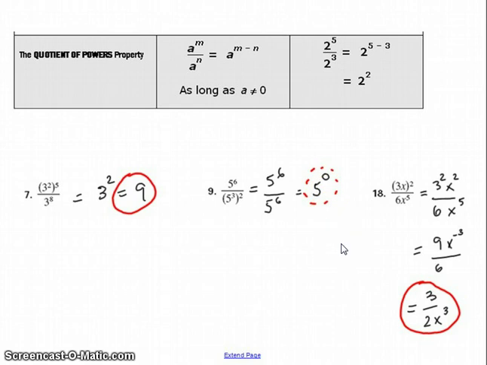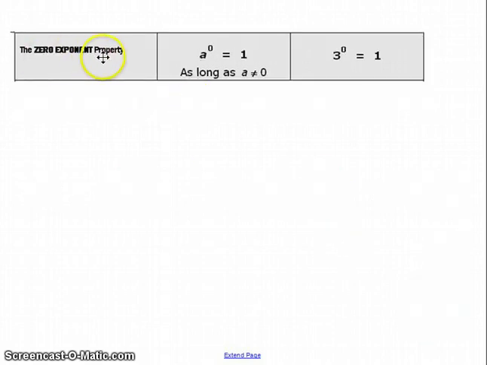Now, I said I was going to come back to this idea of something to the 0 power. Well, there's another property called the 0 exponent property. Anything raised to the 0 power is 1, as long as the base itself is not 0 as well. So, for example, 3 to the 0 power is 1. X to the 0 power is 1. Whatever number is your favorite number, if it's raised to the 0 power, its value is 1. So let's look at this one.